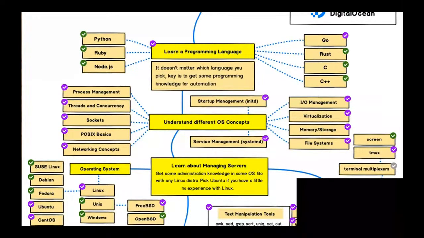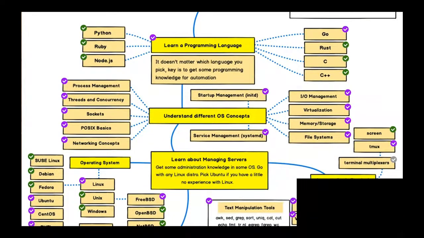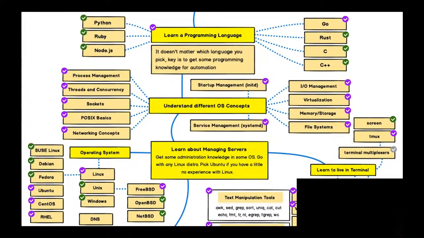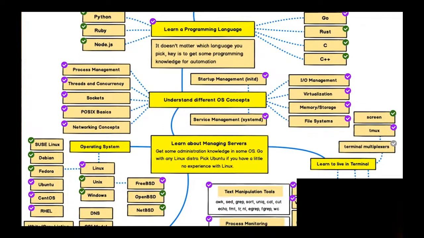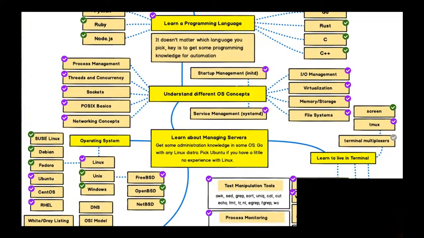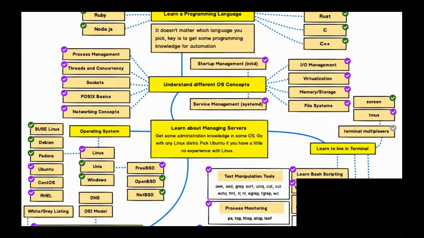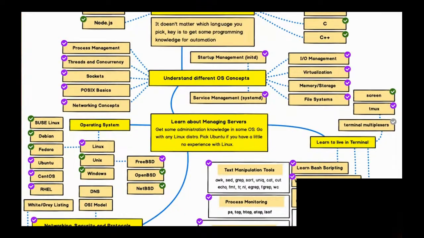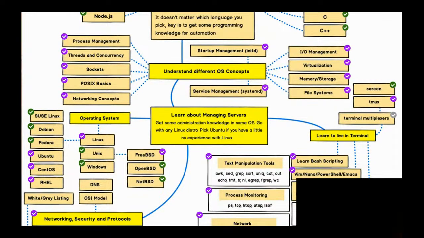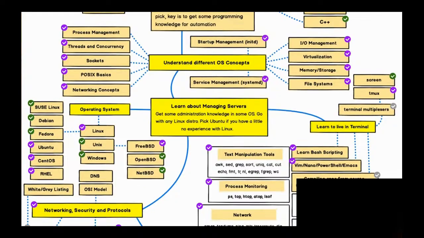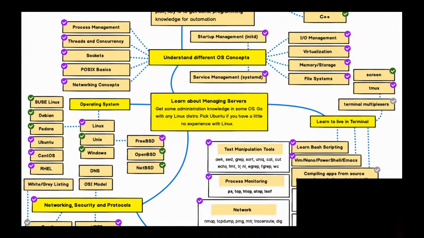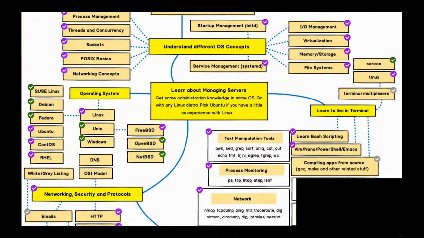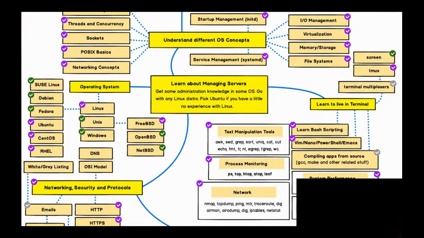The DevOps team should build an understanding of operating system concepts like process management, IO management, file systems, virtualization, networking concepts, memory, and storage management. The team must be aware of systems like Linux, Windows, or Unix and their variants. Linux variants include SUSE Linux, Debian, Ubuntu, Fedora, CentOS, and Red Hat Enterprise Linux. Unix variants are like FreeBSD, OpenBSD, and NetBSD. The objective is to learn about managing servers.